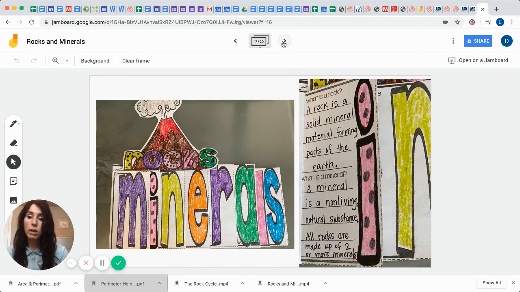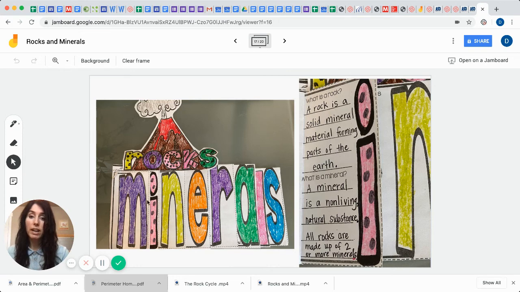So this is what your final product should look like. You could add a lot of cool color to these bubble letters. And this is page 1. It says, what is a rock? Those of you that do not have this book, you can jot some notes to yourself. But as far as what is a rock and what is a mineral, what is the difference between a rock and a mineral, all I asked you to do was write this information in your spiral today.